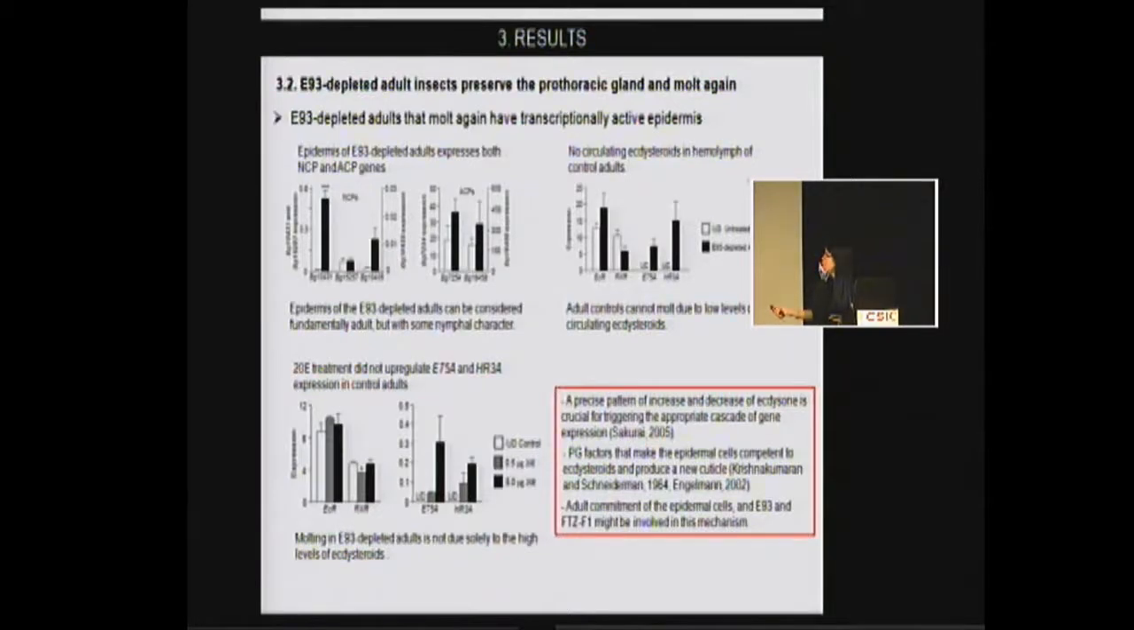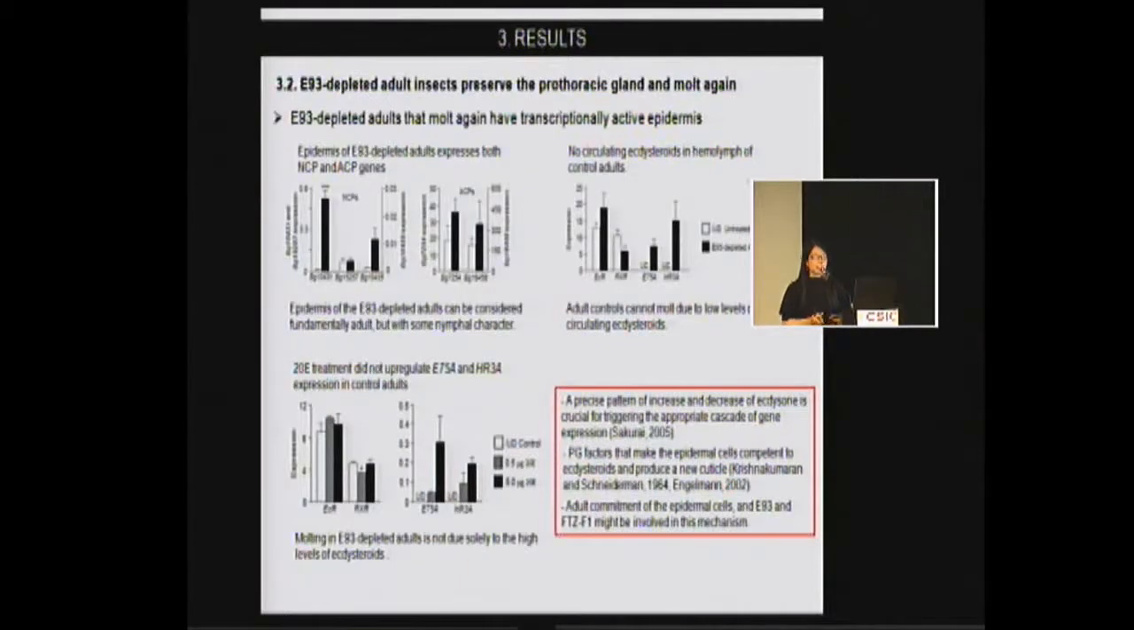Then we measured the expression of the ecdysone signaling genes, first EcR and RXR, which are the receptors for ecdysone. For these two genes, the expression in control and treated is more or less the same. But in the case of E75 and HR3A, we found high expression of those two genes in E93 depleted epidermis.